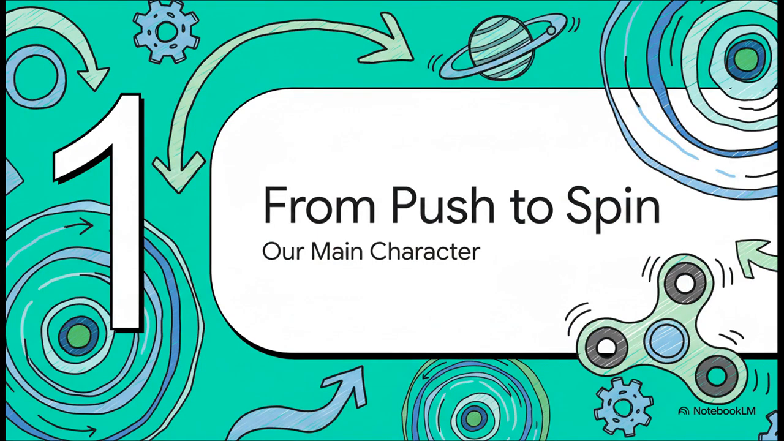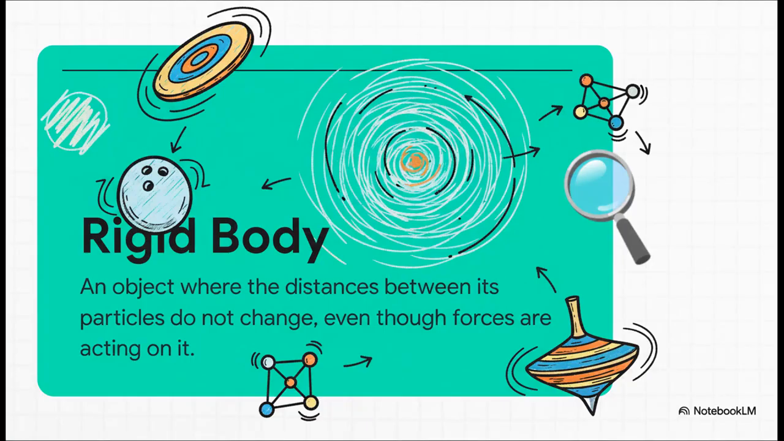Okay, first things first. Before we can talk about how things spin, we need to know what is doing the spinning. And in the story of physics, we always have a main character. In physics, we call it a rigid body. Now, that sounds super technical, I know, but it's just a fancy way of saying we're talking about something solid, something that doesn't bend or squish or change its shape when it's moving around. Think of a bowling ball or a spinning top or even a planet.